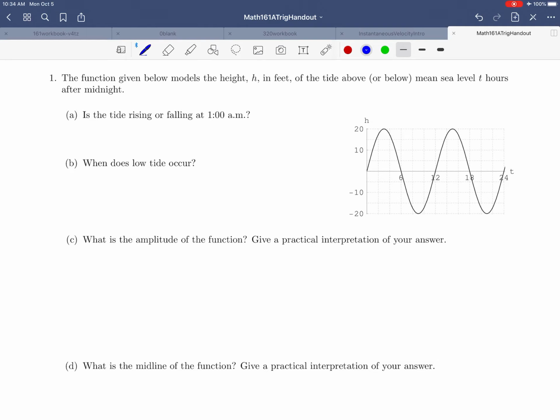So let's answer some of these questions. The first one is: is the tide rising or falling at 1 a.m.? Well, t equals 0 is midnight, t equals 1 is 1 a.m., which is about here, and we can see that the tide is on the way in. So the sea level is rising at that time. So the tide is rising, and we know that because the graph is increasing at t equals 1.